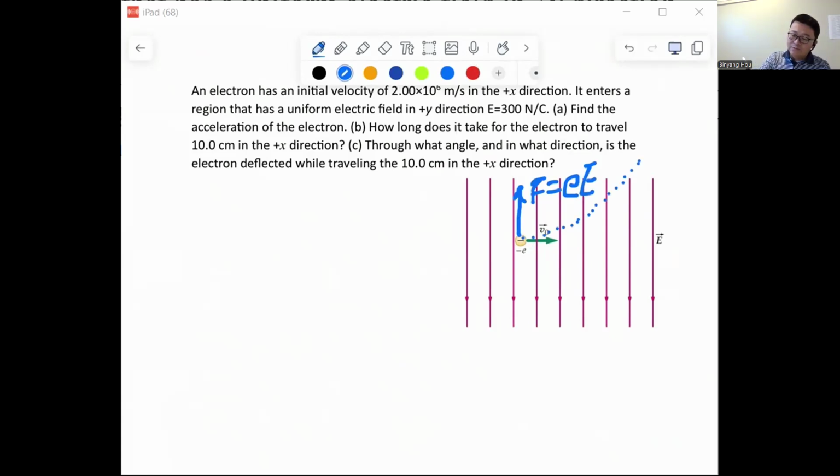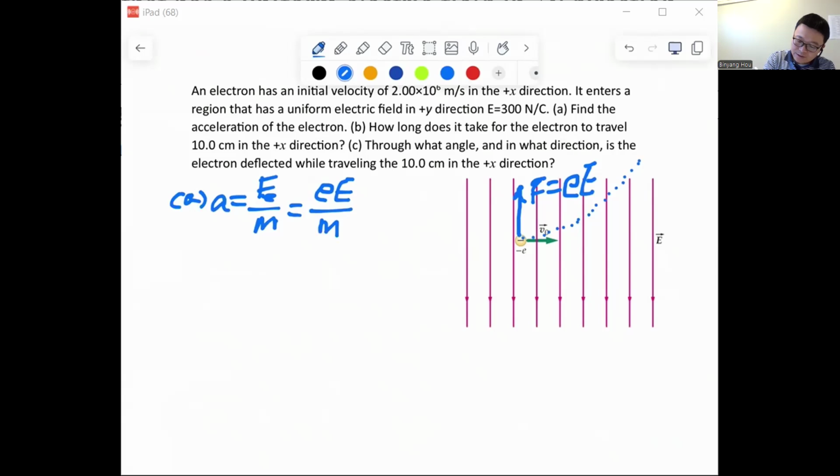So in A, we are looking for acceleration. Then it will be just the electric force divided by the mass of the electron. Okay, force is Q, which is small e times capital E, divided by the mass of the electron. Now we are given capital E as 300. Do we know small e? Small e is the charge of the electron, so it's a constant number. So we actually do know that. So we can use that. So e is 1.6 times 10 to the negative 19.